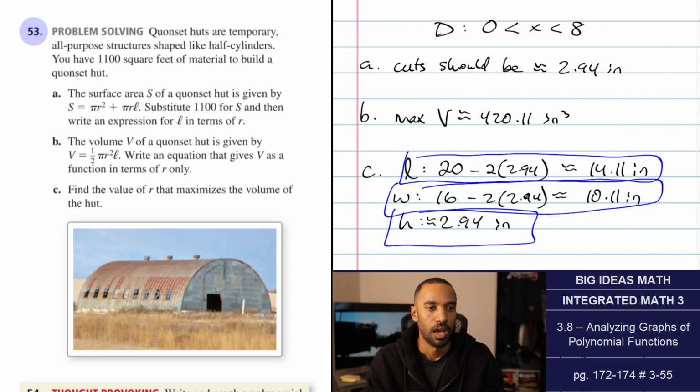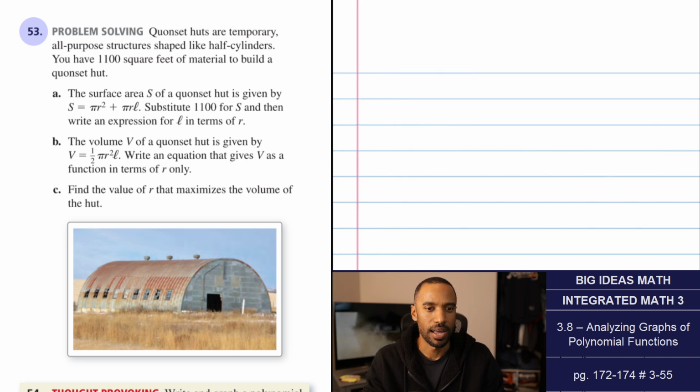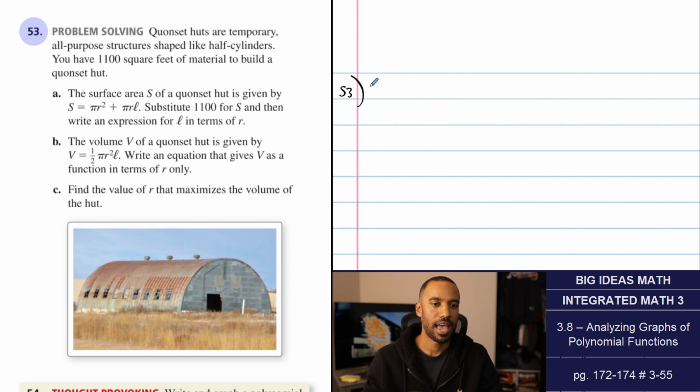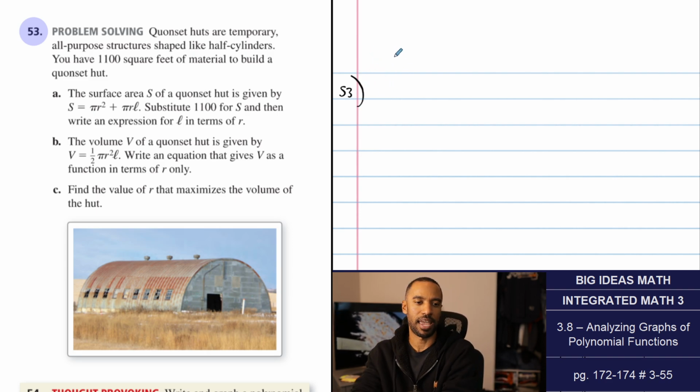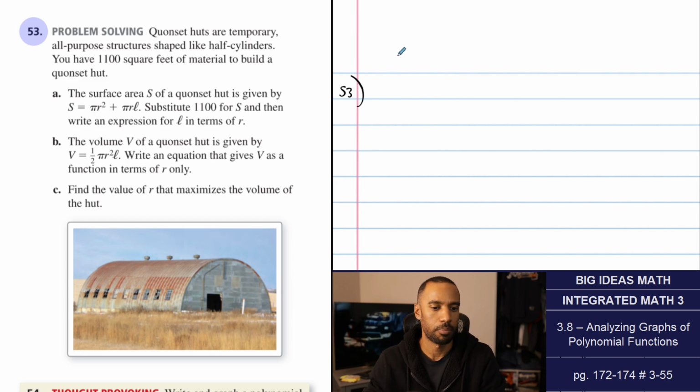Okay. All right, number 53. Quonset huts. Quonset huts are temporary, all-purpose structures shaped like half cylinders. You have 1,110 square feet of material to build a Quonset hut. The surface area S of a Quonset hut is given by S equals pi r squared plus pi r L.